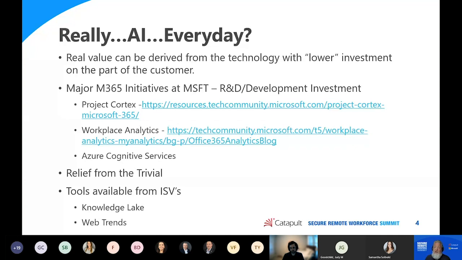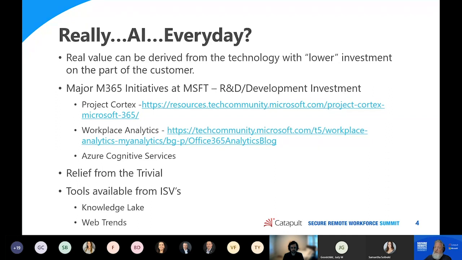And so I think the recent changes that we're seeing around artificial intelligence within the Microsoft platform are really getting us to a point where we actually can get some relief from the trivial.